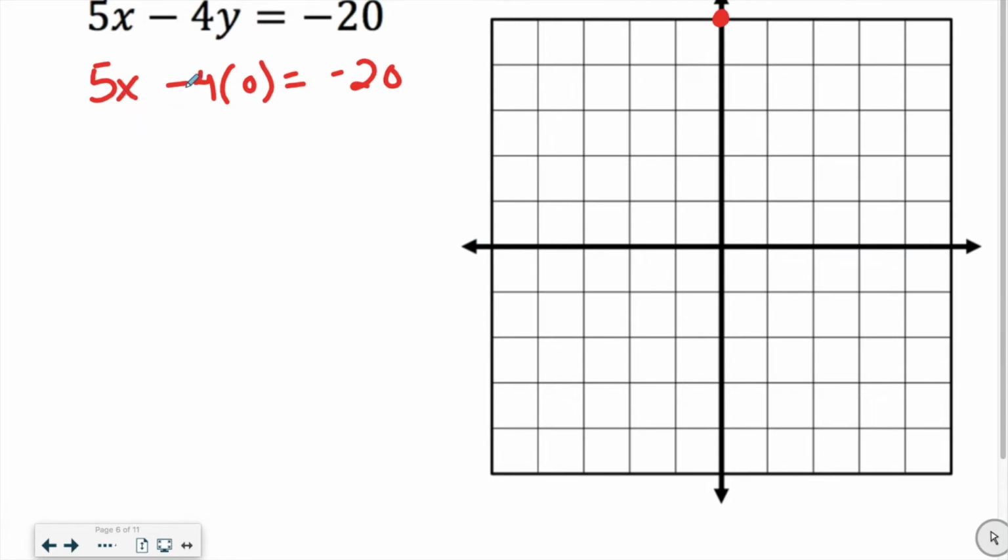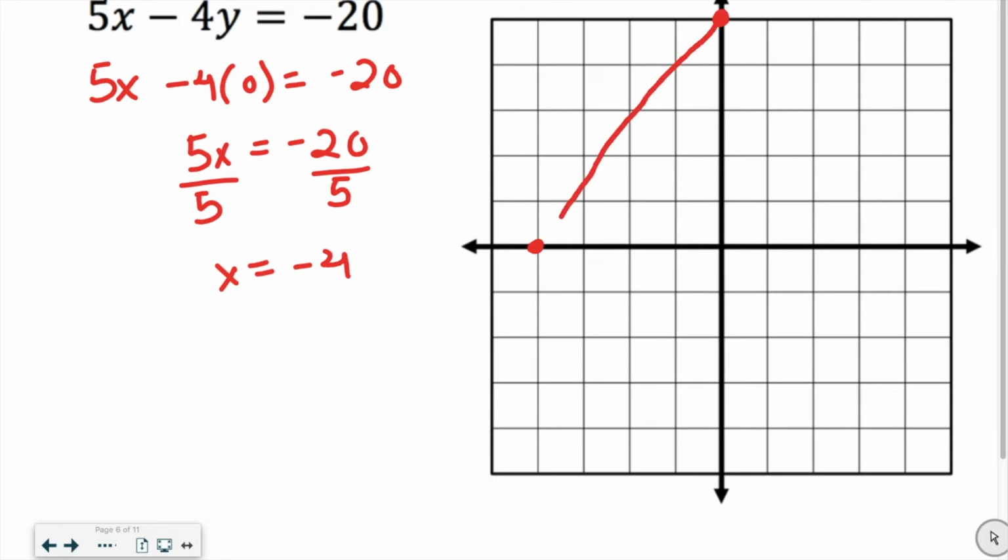So 5x minus 4 times 0, well, 4 times 0 is 0, and 5x minus nothing is just 5x. And then we bring down our negative 20, divide by 5, and you get x equal to negative 4, because a negative number divided by a positive number is a negative answer. So negative 4 on our x-intercept, 1, 2, 3, 4, and there's our 2 points. So instead of having to solve for y, we can just substitute 0 in and get the same thing.